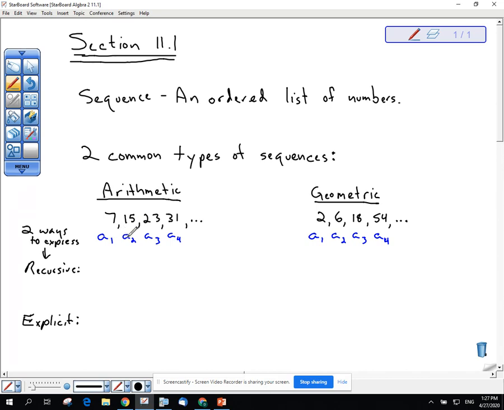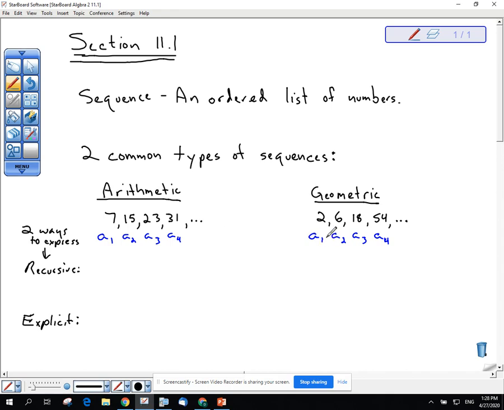The second term, A sub 2, is 15. 23 is the third term, it's called A sub 3. 31 is the fourth term, it's called A sub 4. If I could find A sub 5, which I could, the value would be 40, excuse me, it would be 39. It would be 39, and its name would be A sub 5. 39, A sub 5. The next one would be 47. Its name would be A sub 6.